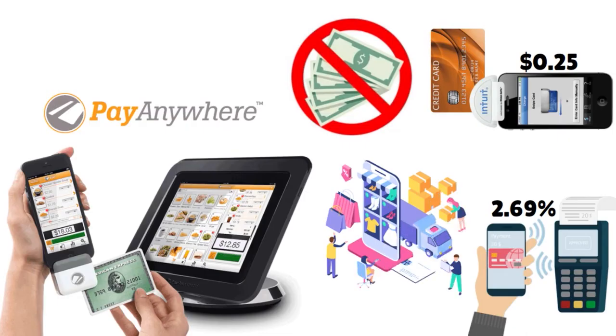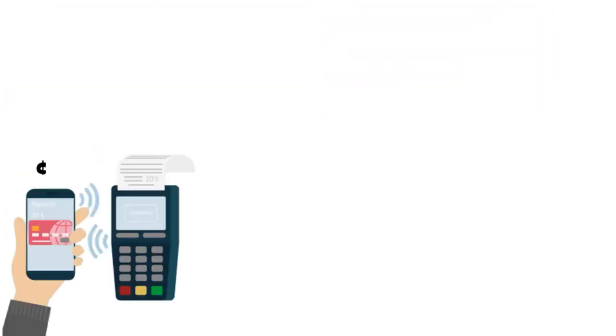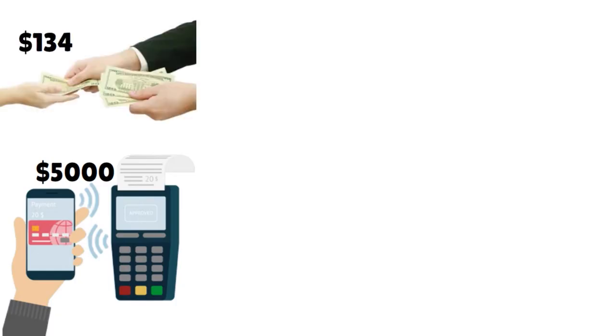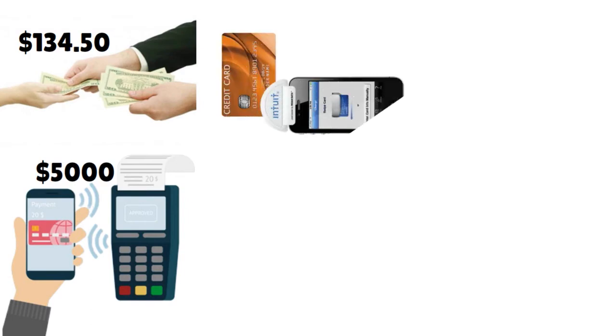Let me give you an example. Let's say you did 1,005 transactions in 1 month, you would pay $134.50 in Pay Anywhere transaction fees. If we compare that with Intuit GoPayment's fee schedule, this will leave you with $420 in fees.